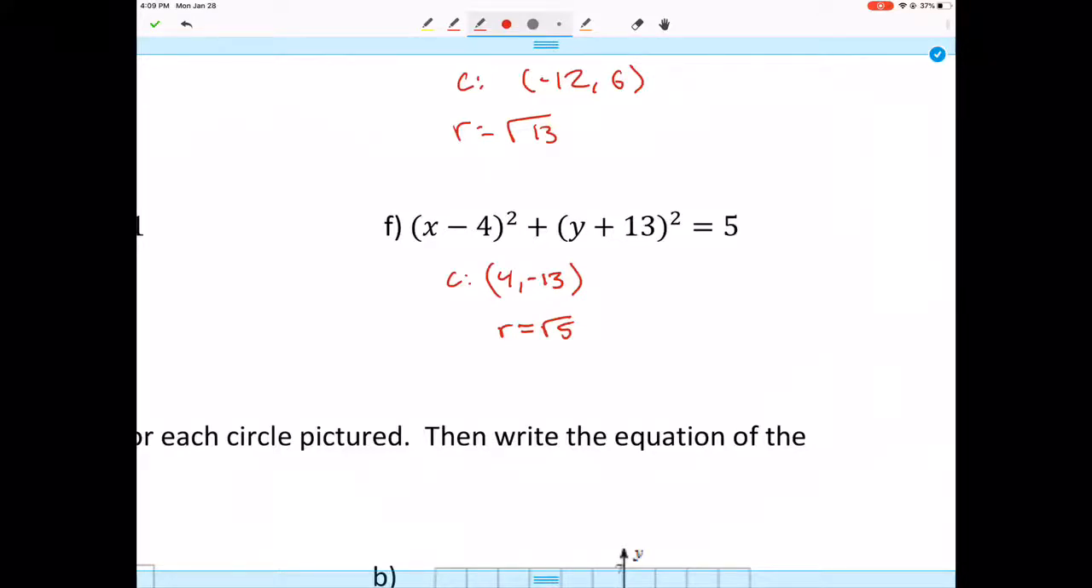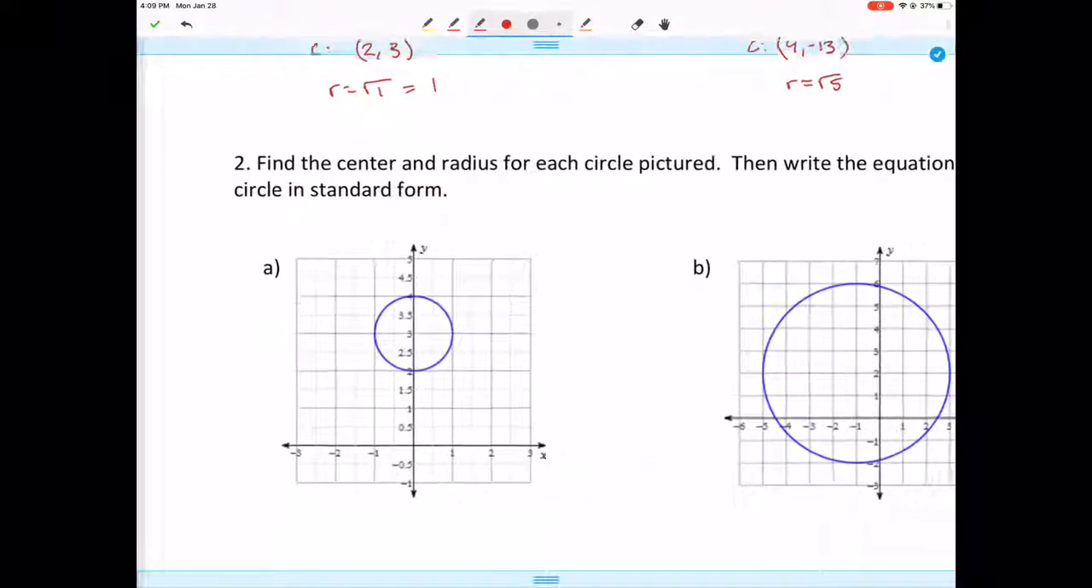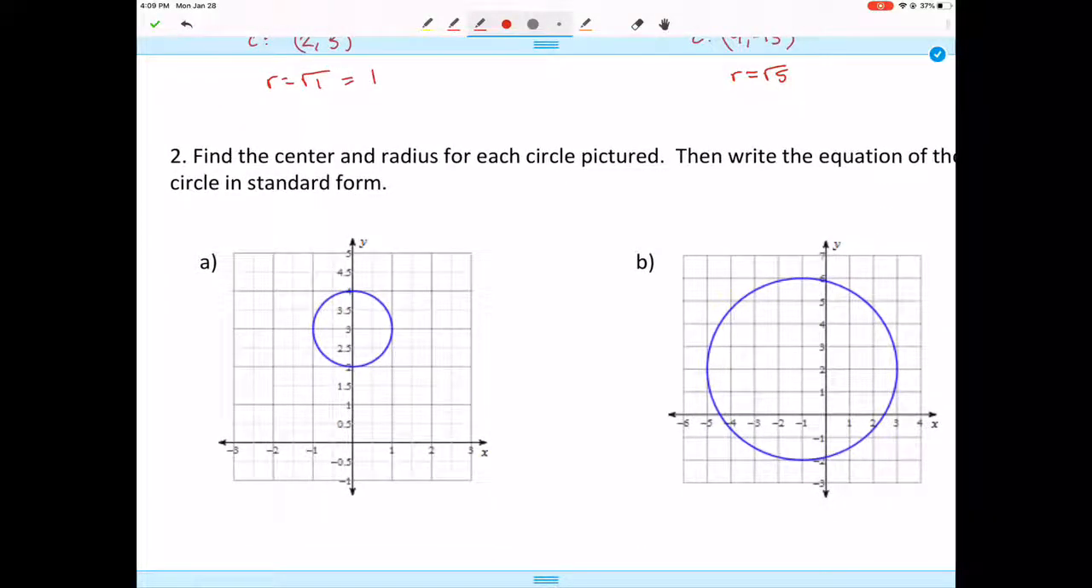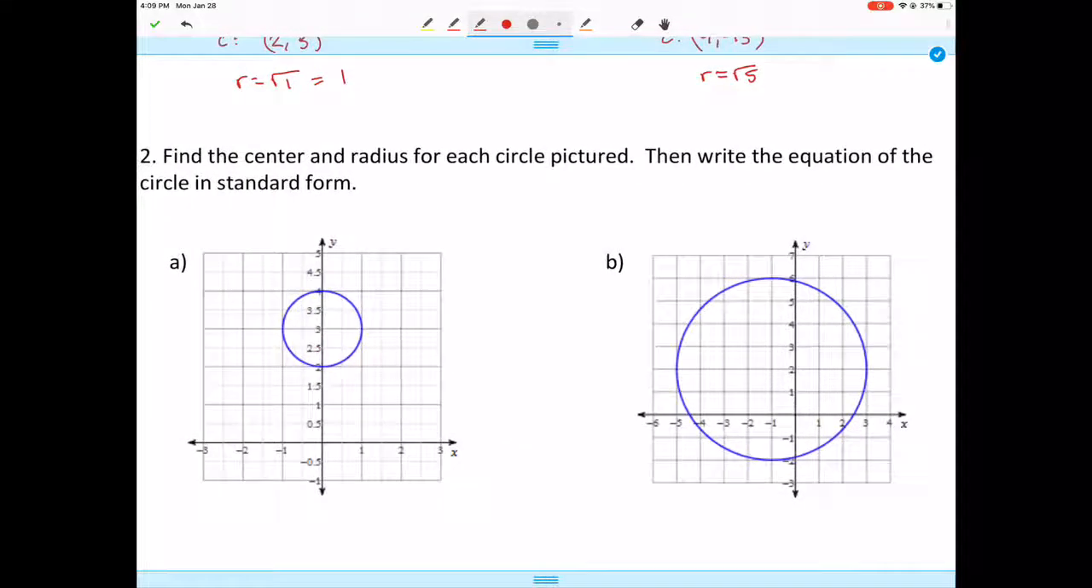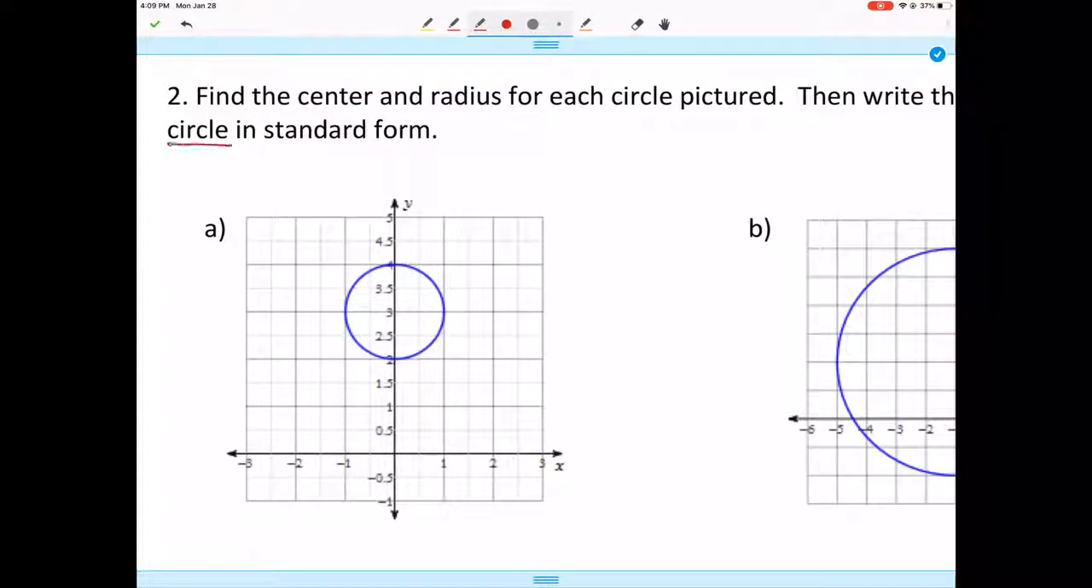All right, so hopefully that was pretty easy for you guys, and we'll have something like that on the homework. Next, it says for number 2, find the center and radius of each circle pictured. Then write the equation of the circle in standard form. Make sure we're doing circle in standard form, not just standard form.